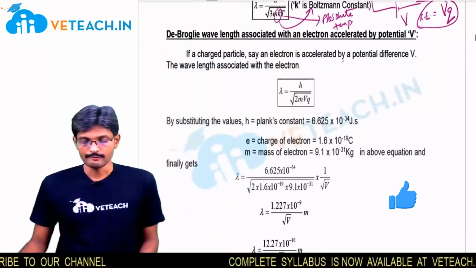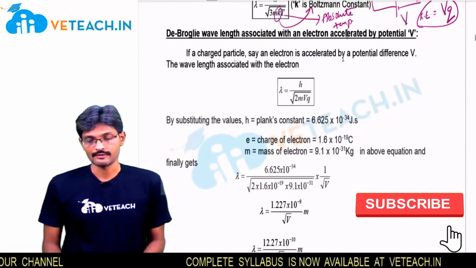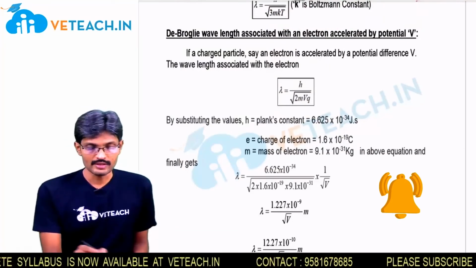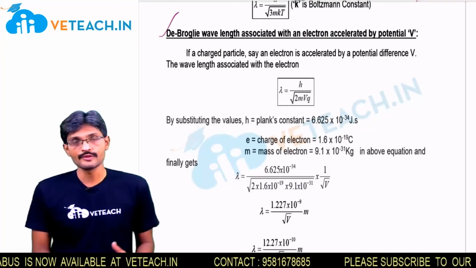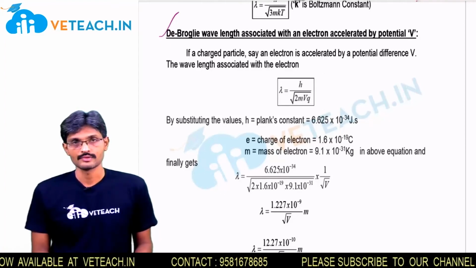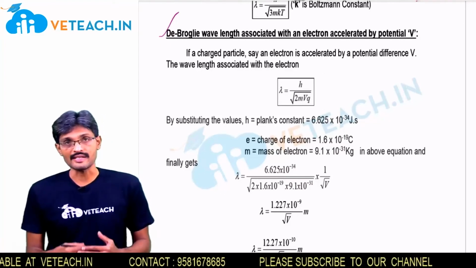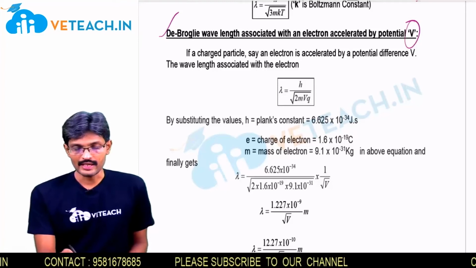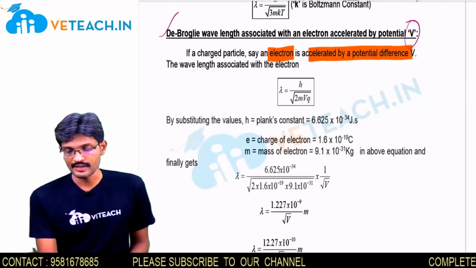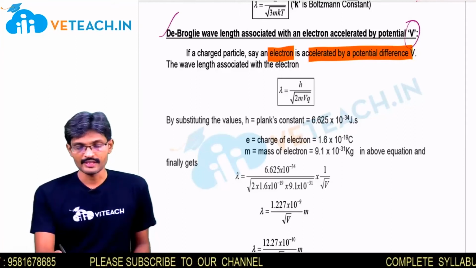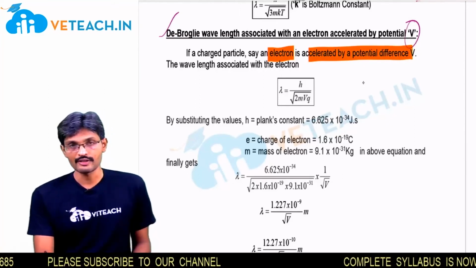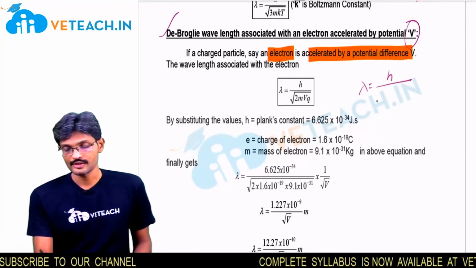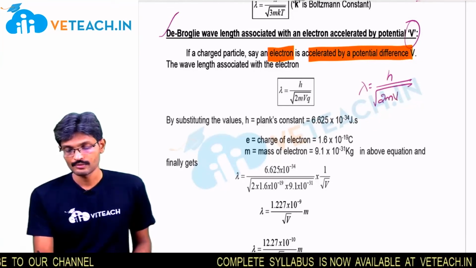Now let us find the de Broglie wavelength for the electron, which is the most commonly used particle, accelerated by potential V. Here the electron is accelerated by the potential difference capital V. So the de Broglie wavelength of the electron accelerated by potential V can be given as lambda is equal to h by square root of 2mVQ.